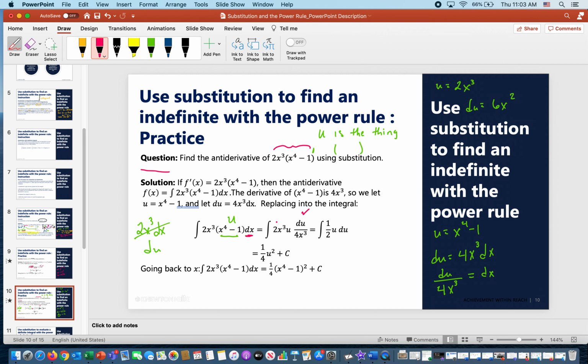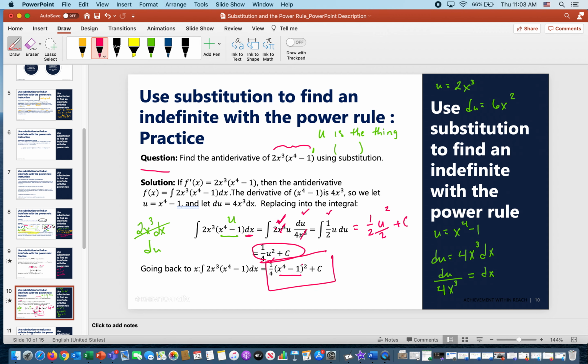Okay? Now I haven't replaced this guy yet. It's just still floating there, and you'll notice that the x to the thirds cancel. The 2 and the 4 cancel, and we're left with a 1/2 u du. And that thing is easy to take the antiderivative of. It's 1/2 u squared over 2 plus c, or 1/4, right, u squared plus c. So plugging back in for u, I get 1/4 x to the 4th minus 1 squared plus c, right? That's the integral of the problem.